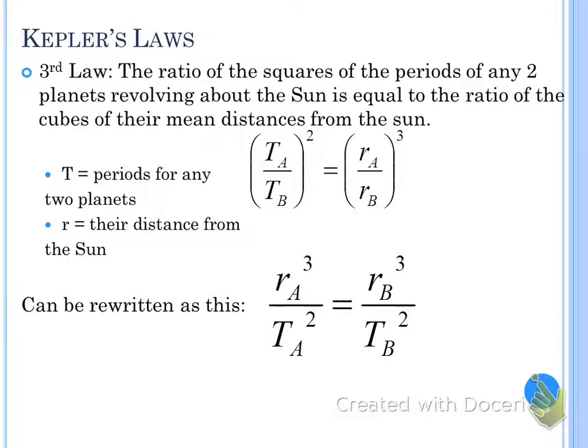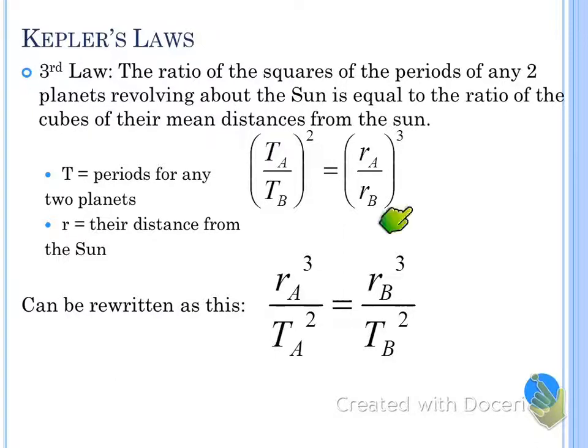So the only difference between this equation and this rewritten version is that in this equation we compare the periods of each planet on one side and the radius, or the distance from the sun, on the other side. Here we put all of planet A on one side and all of planet B on the other side. We just rearranged his equation to give us a little different look. It makes no difference which one you use. They're going to solve exactly the same.